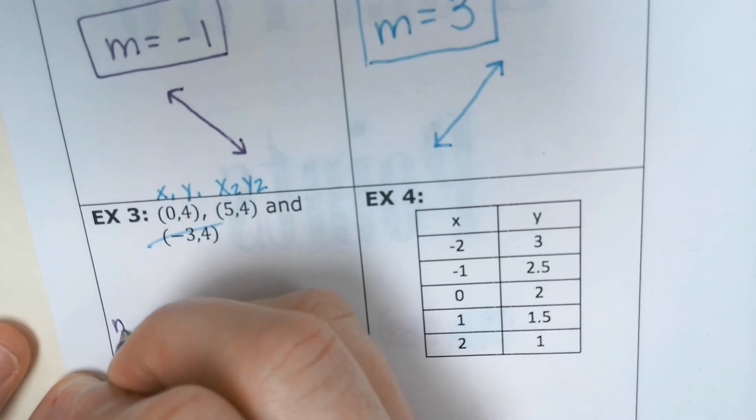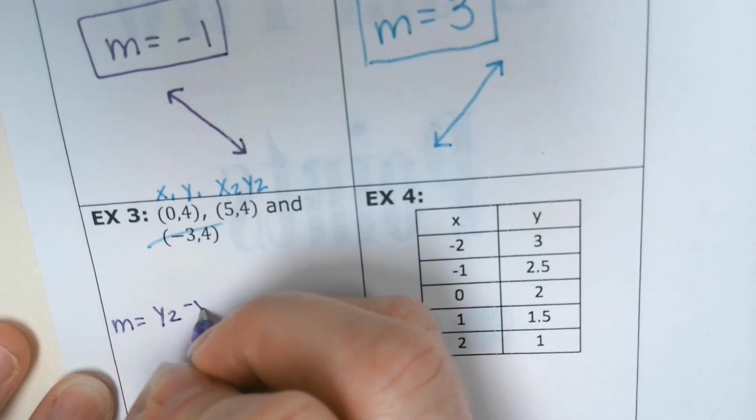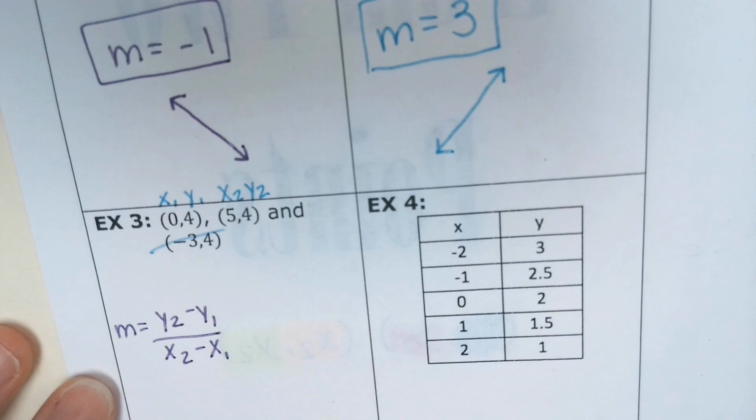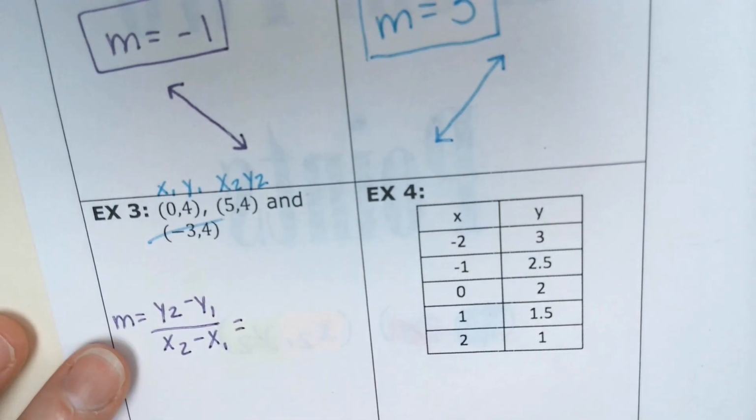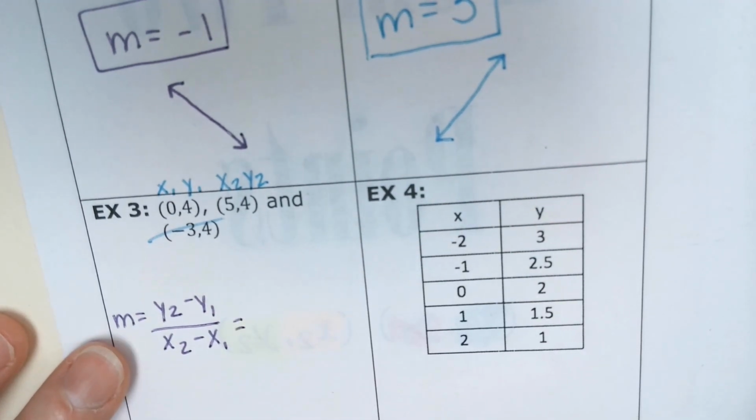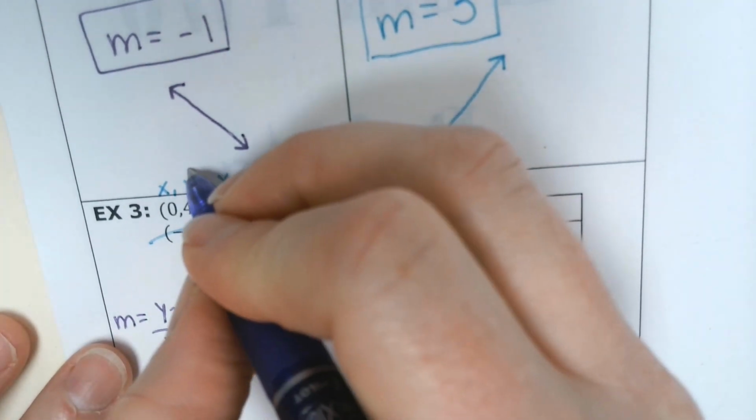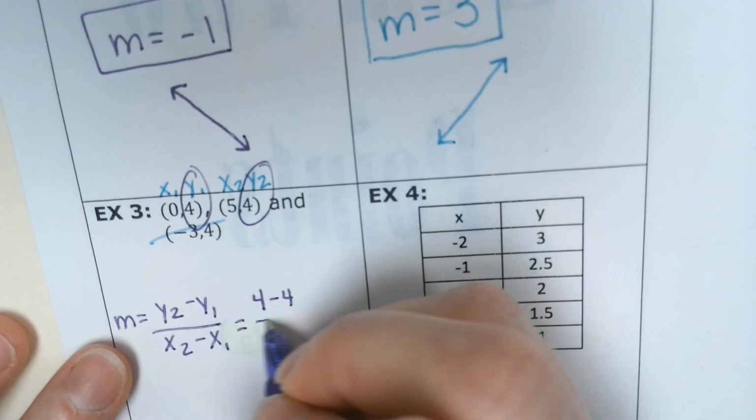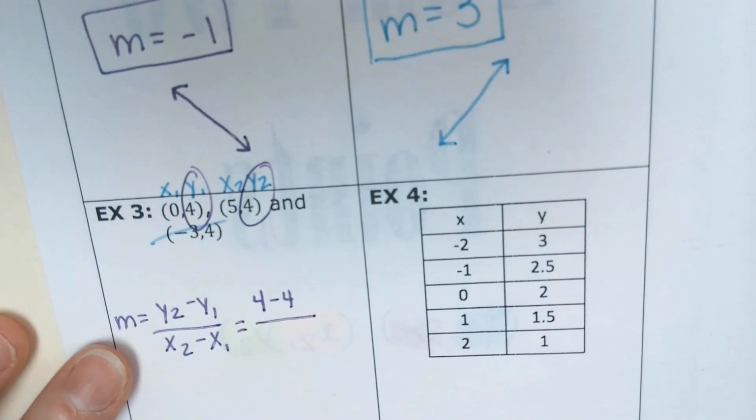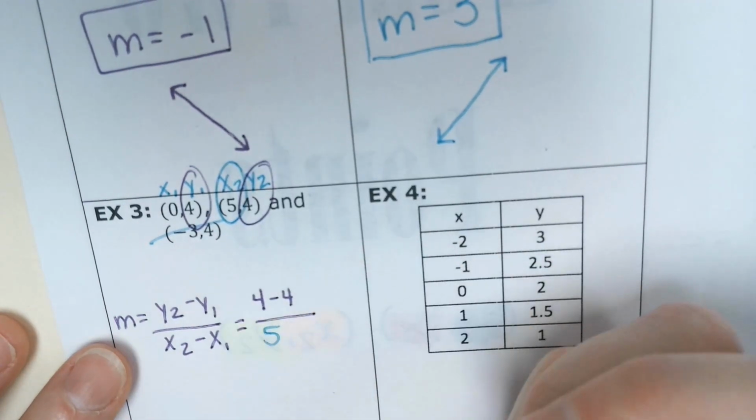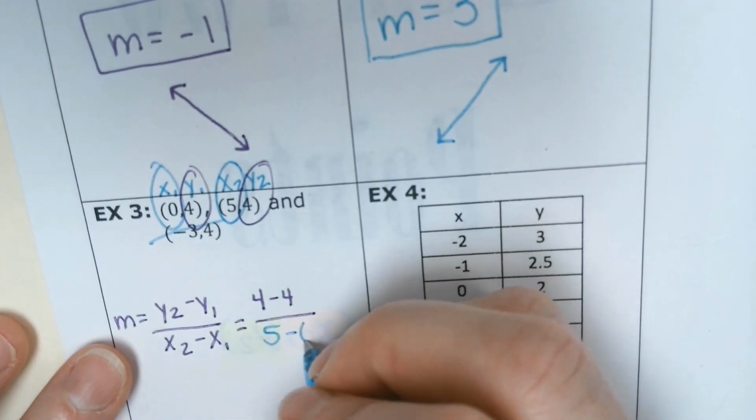I'll write the formula down. y2 minus y1 over x2 minus x1. So now plug in your numbers. y2 minus y1. And then x2 minus x1.